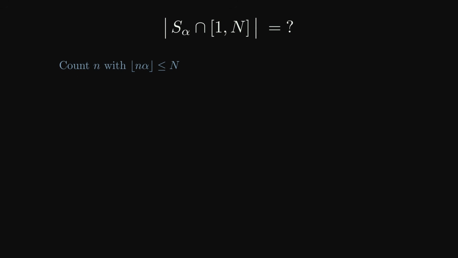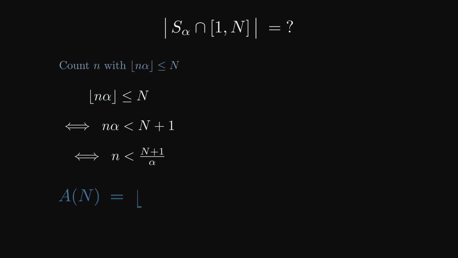The proof of Beatty's theorem is surprisingly short. The key insight is a counting argument. How many elements of S sub alpha are less than or equal to some integer n? Well, S sub alpha consists of floor of n times alpha for n in the positive integers. The condition floor of n times alpha less than or equal to n is equivalent to n times alpha less than n plus 1, which is equivalent to n less than n plus 1 divided by alpha. So the number of elements of S sub alpha less than or equal to n is the floor of n plus 1 divided by alpha. Let's call that quantity A of n.